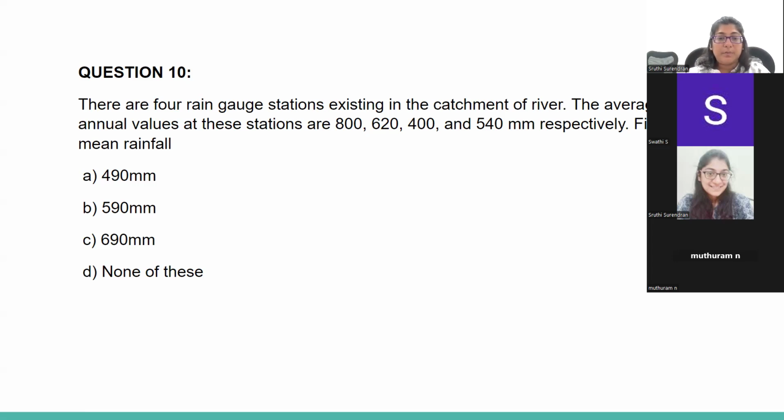We discussed various methods of calculating mean rainfall. In order to understand which method you need to use, you have to see what data is available. If you have the data of area and weightage, you can use the Thiessen's mean method or isohyetal method. But if you don't have any area information given, you can just use the arithmetic mean method to find out the mean rainfall.